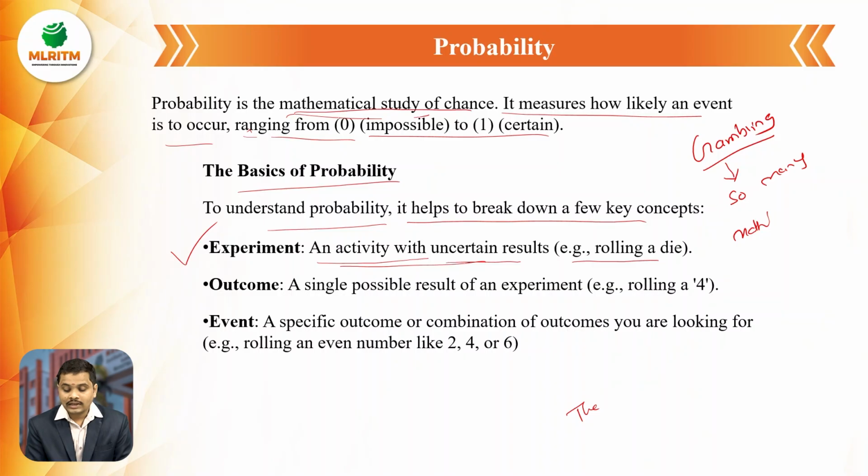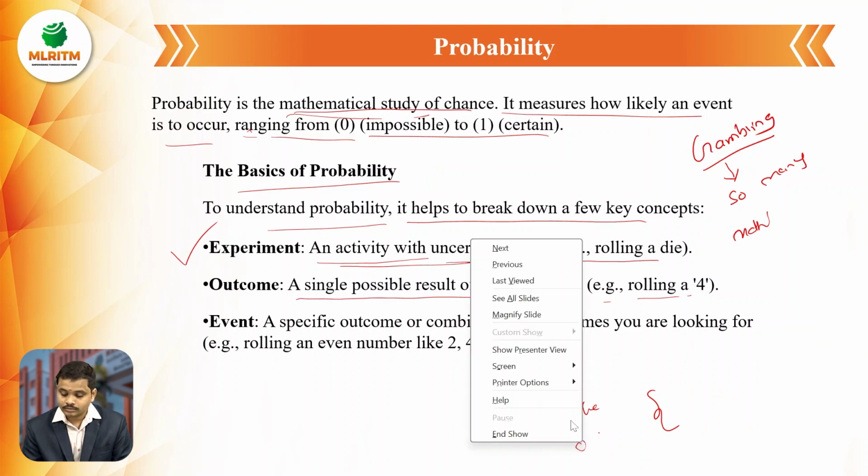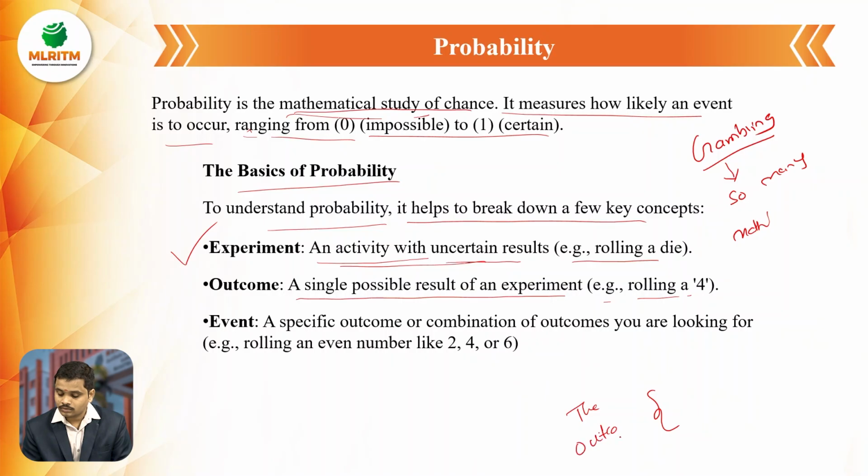An outcome is a single possible result of an experiment, for example rolling a 4. How many outcomes are there in a die? 1, 2, 3, 4, 5, 6. These are the 6 outcomes. From this, if asked what is the probability of getting 4, we need the event, the specific outcome or combination of outcomes you are looking for. For example, rolling an even number: that is 2, 4, 6, not 1, 3, 5.